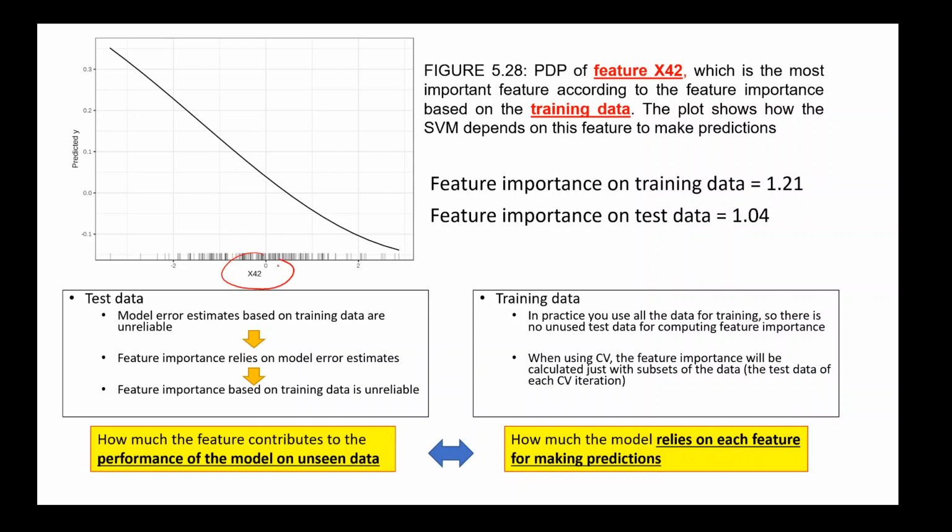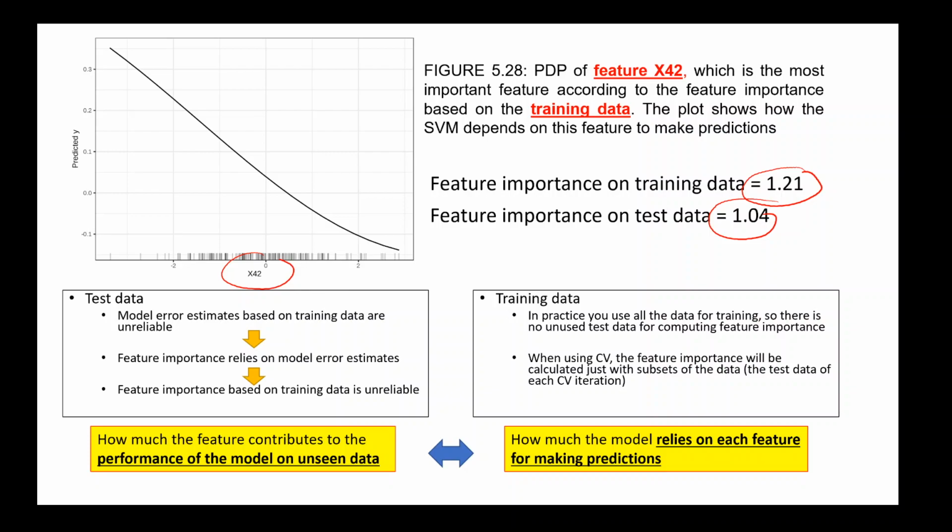The plot shows that the predicted outcome depends on this feature, which should not be the case because all the values are random and independent. The value of the feature importance for training data is 1.21, but the value of feature importance for test data is almost 1, which means in reality the feature is not important.